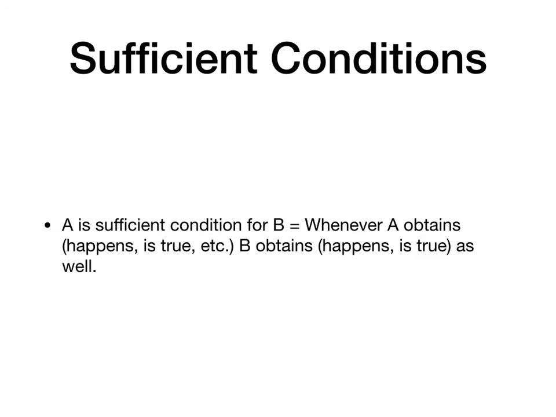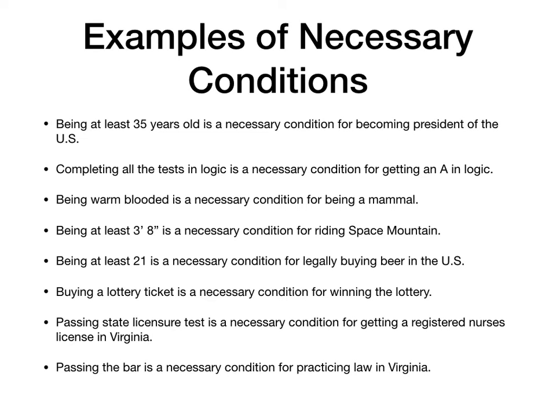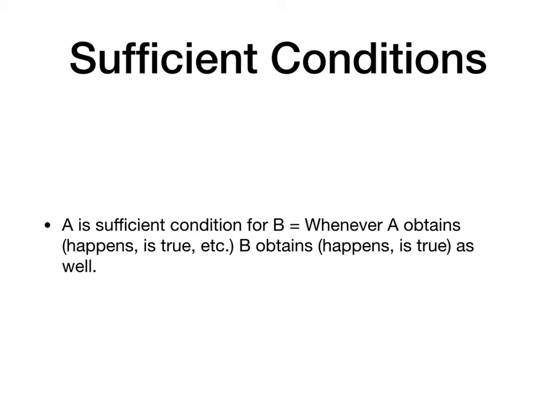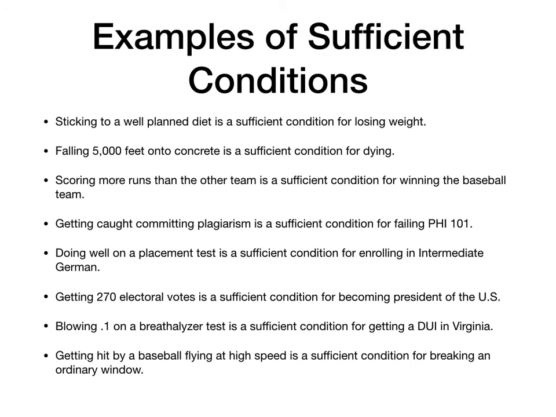one thing I want you to notice immediately, in cases of necessary conditions, A has to be true for B, right? You have to be 35 to become president. You have to be 3'8" to ride Space Mountain. You have to pass the bar exam to practice law in this state. For sufficient conditions, there are generally other ways for these things to happen, right?